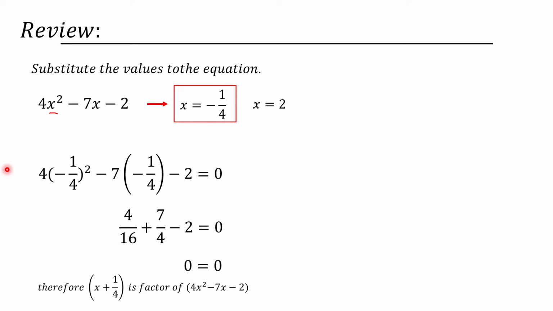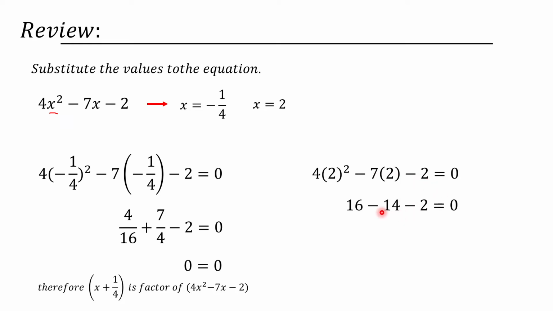Okay? Let's try x is equal to 2. I-try natin. So we have 4x squared. Sa substitute na natin yung value ng x, 2. Lahat ng x, papalitan natin ng 2. So 4 times 2 squared minus 7 times 2 minus 2. So use your calculator. Ikakalculate nyo ito. This is 16. Ito, 7 times 2, negative, so this is negative 14 minus 2. And that is equal to 0. So, 0 is equal to 0. Therefore, again, we can say that x minus 2 is a factor of 4x squared minus 7x minus 2.